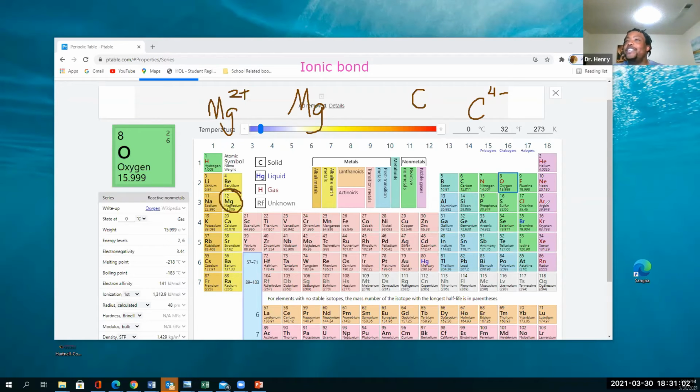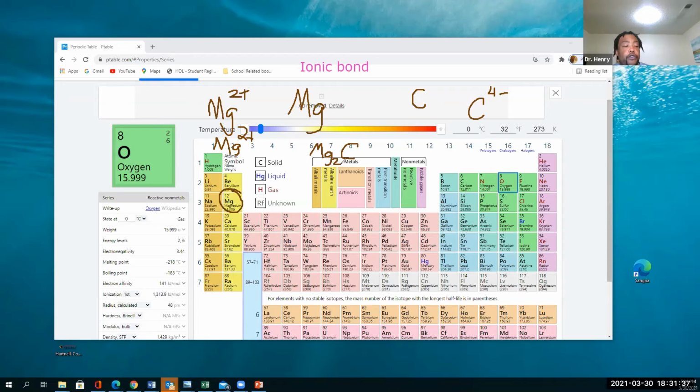Okay, so we're at the point where we have magnesium 2+, and we have C 4-. How many magnesium ions will I need to balance out that carbon ion? 2. Magnesium 2, C, so it can be 0. So I'll need 2 of these guys, right? I like writing them out because it makes it easier for me to see. So then it'll be Mg2C.